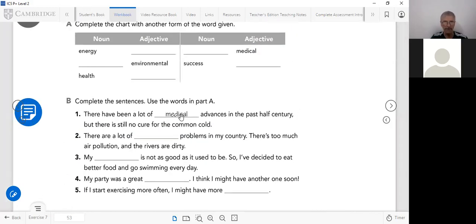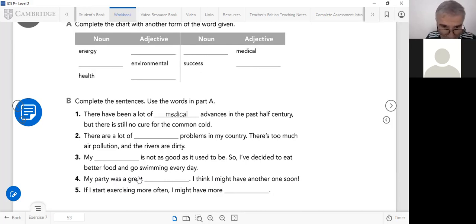I don't want to move this from here, but you see this number 4 here. Can you read it, please? My party was a great... A great what? Success. So this is a noun, okay? Success. Successful. Can you read successful here instead of success? No, it's a noun, not an adjective.